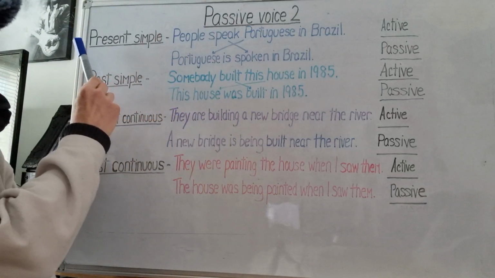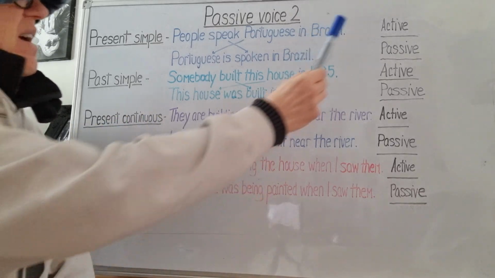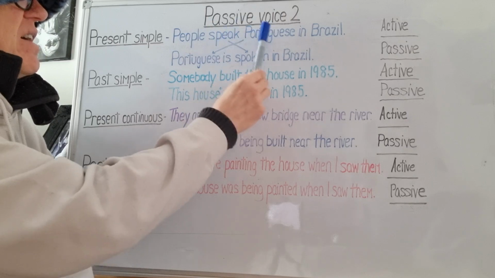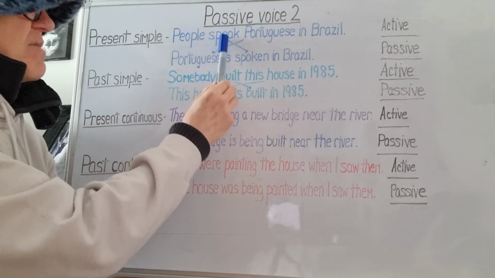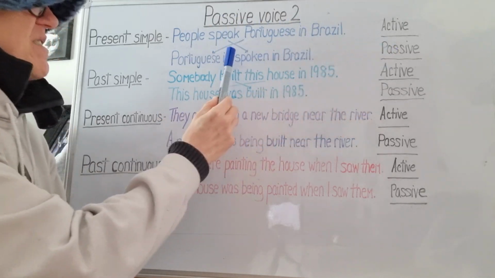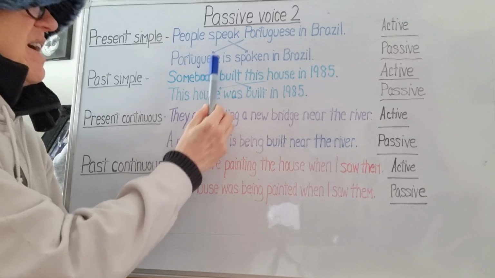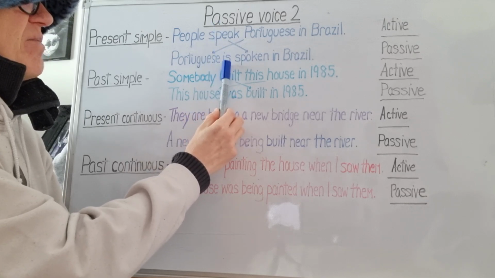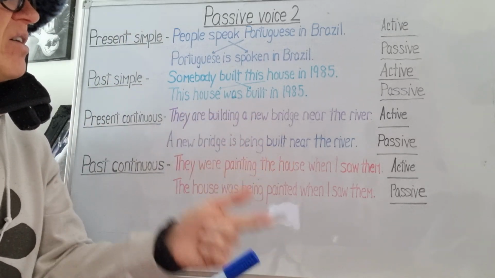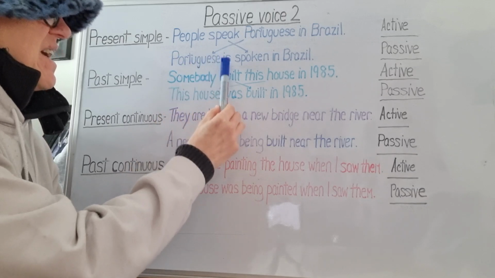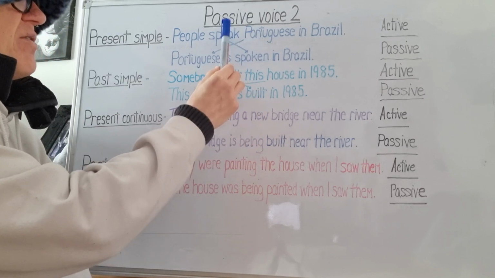So let's look at these tenses in passive voice: present simple, past simple, present continuous, and past continuous. Active sentence first. People speak Portuguese in Brazil. Subject, verb, object. So for the passive sentence, we take our object, and that becomes the subject of the passive sentence. And then we must use the correct conjugation of the verb to be. In this case, present simple. Am, is, are. I am, you are, he, she, it is. Portuguese is spoken. We must use the past participle of the verb, okay?